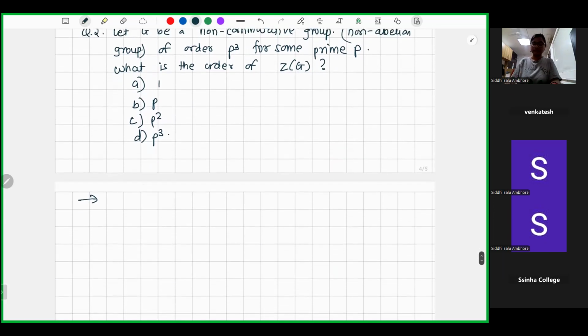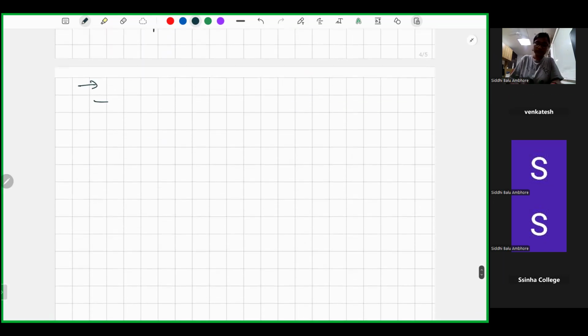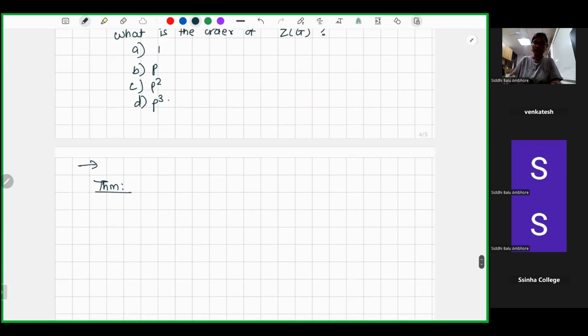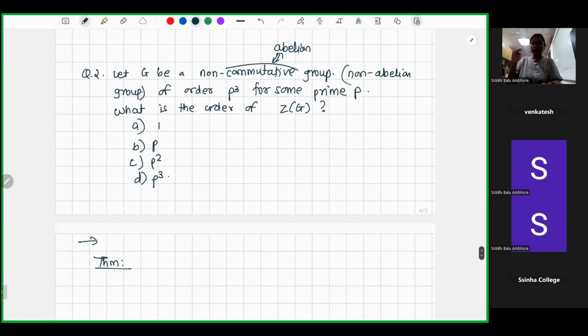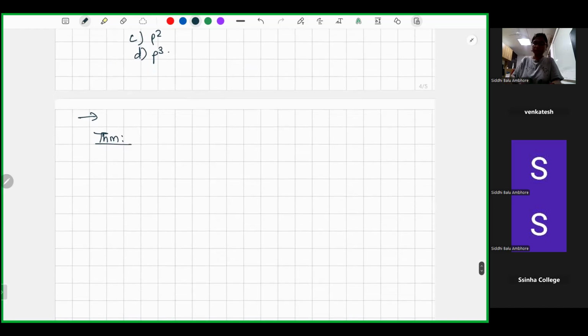Okay, and let me write this theorem for this question. So we are given that the order of G is P power 3 here for some prime, and what is the order of Z(G)? What is the order of the center of that group? So this is the theorem: let G be a group of order P power n where P is greater than or equal to 2.